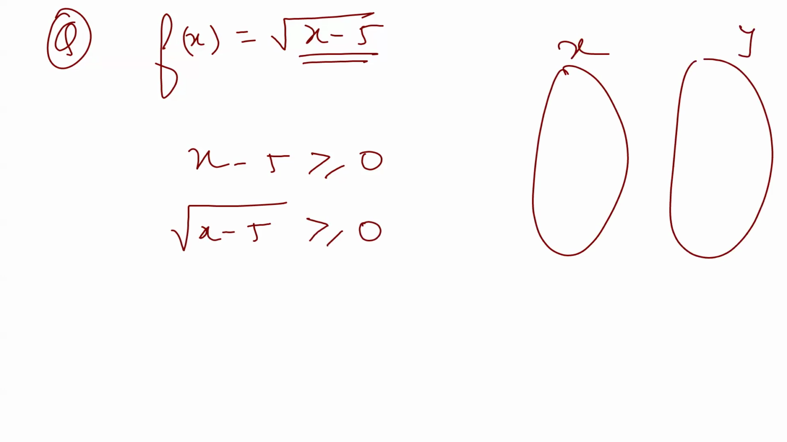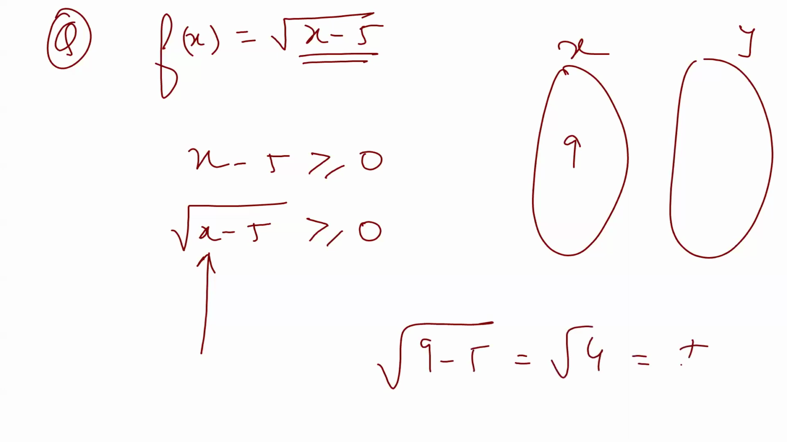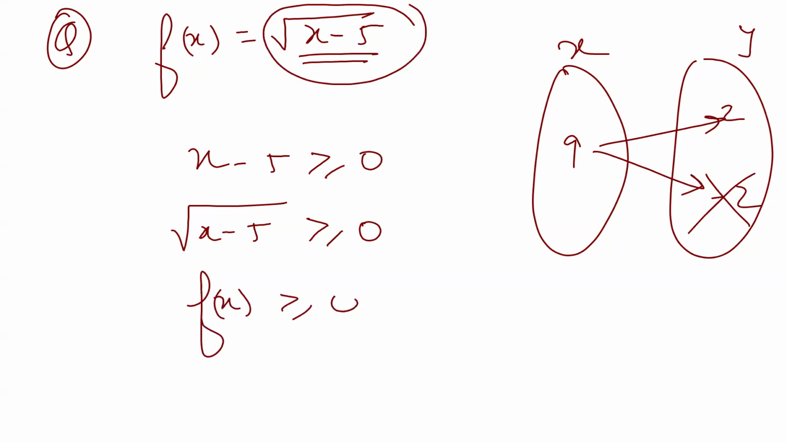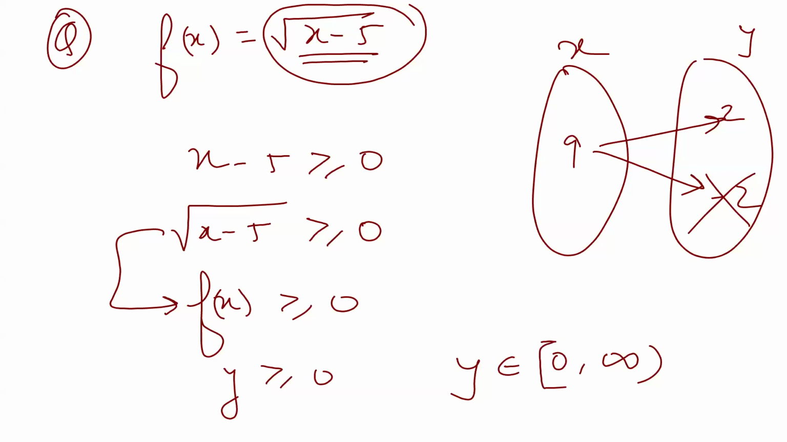Okay, this is x, this is y. For example, if we take x as 9, so the answer will be root of 9 minus 5, which is root of 4, which is plus or minus 2. So we'll have multiple images over here. So don't take the negative value of the root. So root of this is greater than or equal to 0. Why are we interested in root is because we have a root over here. So f of x, that is y, is greater than or equal to 0. Y belongs to [0, infinity), and this is box bracket.